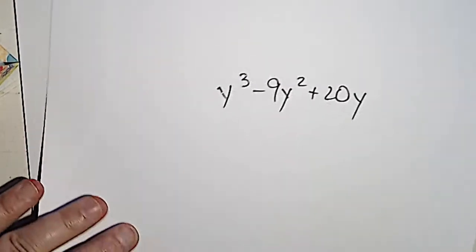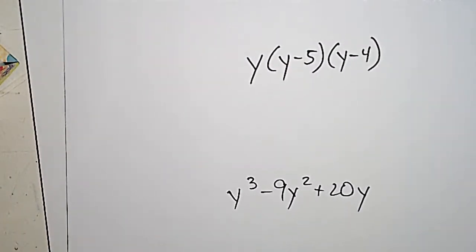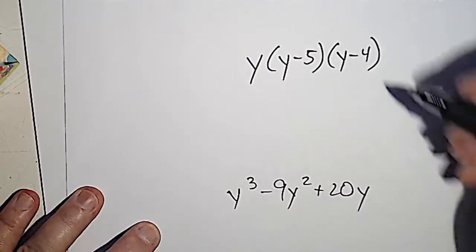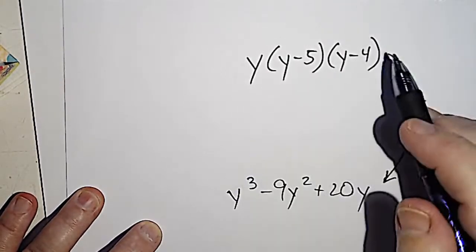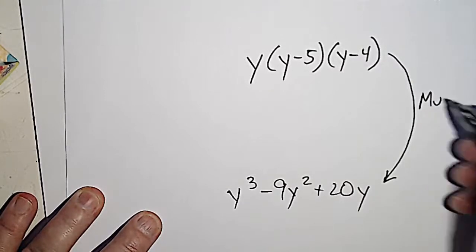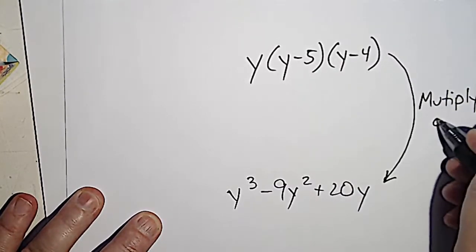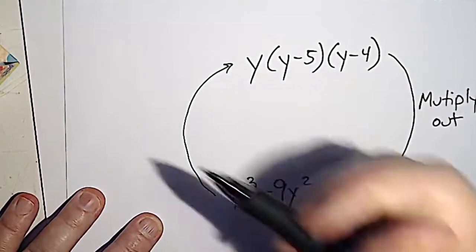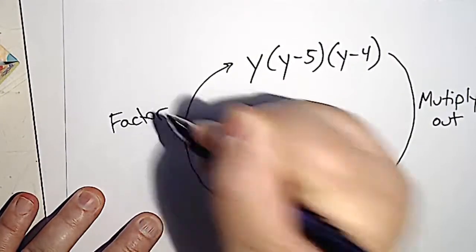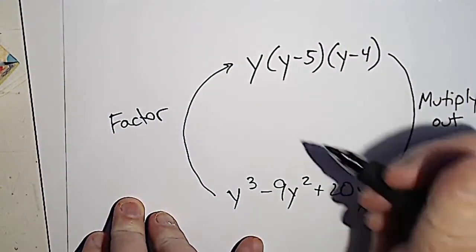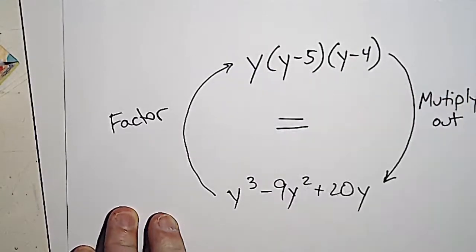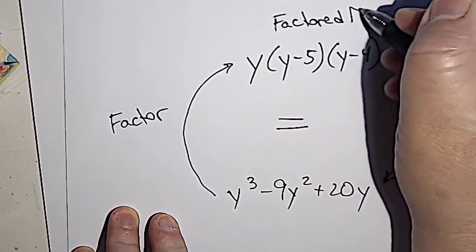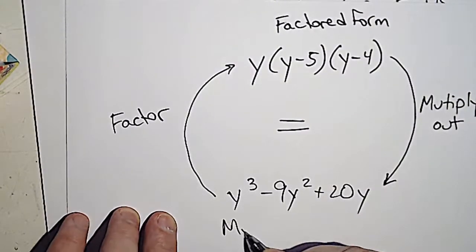Okay, so these two polynomials are equal. This is the factored form. This is the multiplied out form. If I go from here to here, if I get rid of the parentheses, this is called multiplying out. If I go from this with no parentheses back to this, it is called factoring. So coming this way, multiply out. These two things are equal. Go this way, that's called factoring. This is the factored form. This form is multiplied out.